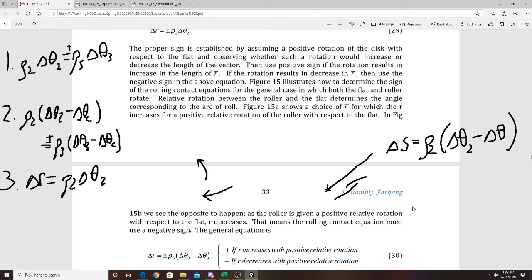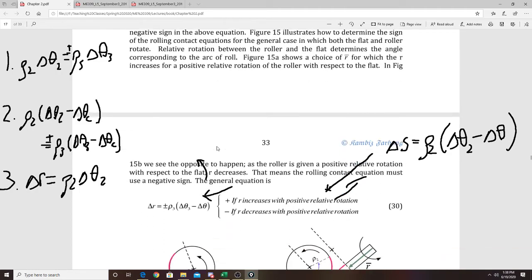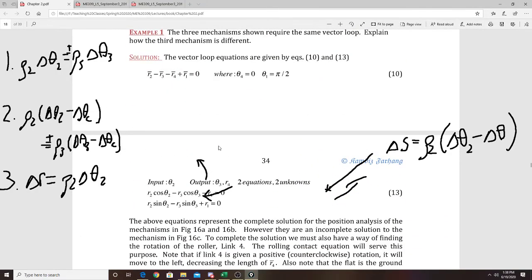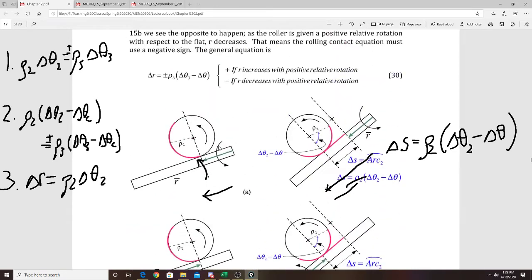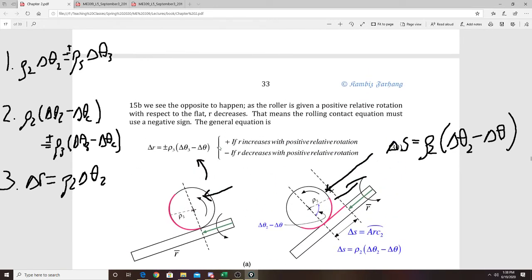Okay, it doesn't say. So it says relative rotation between the roller and the flat determines the angle corresponding to the arc of roll. Figure 15a. Okay, so they didn't really explain that one very well, did they? No, they did not. Okay, that's unfortunate. So let me see if there's a better way to put this. Somewhere in here.